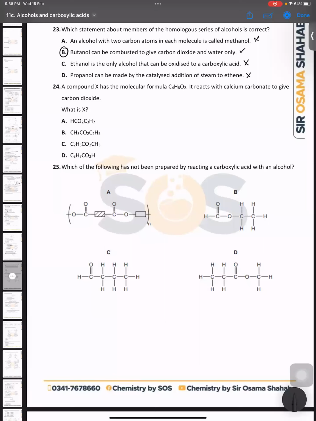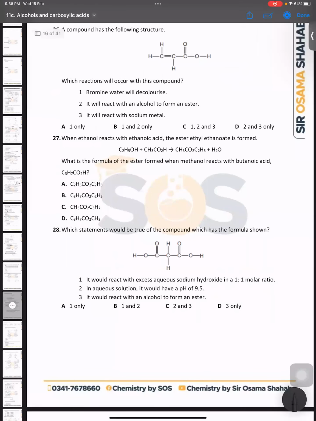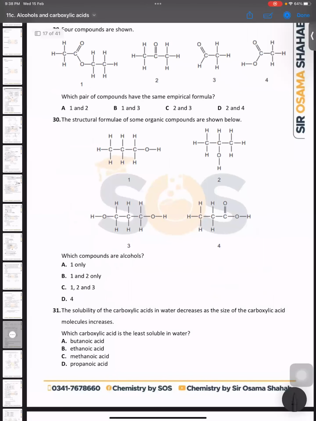Right. Then a compound X has a molecular formula C4H8O2. It reacts with calcium carbonate. It is part of carboxylic acid. And this is not part of carboxylic acid. This is esters right now. And then the compound has a form. This is also carboxylic acid, then ester, then carboxylic acid.